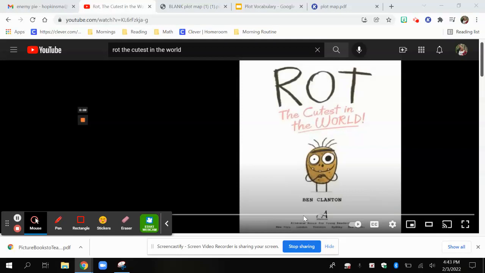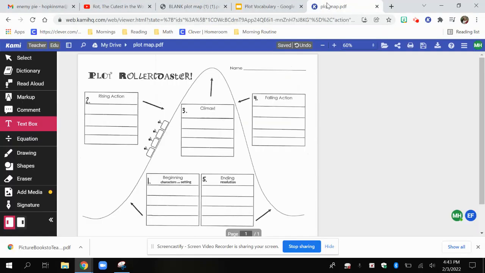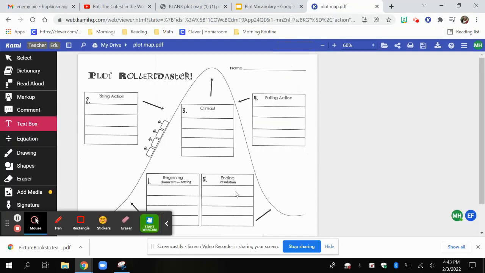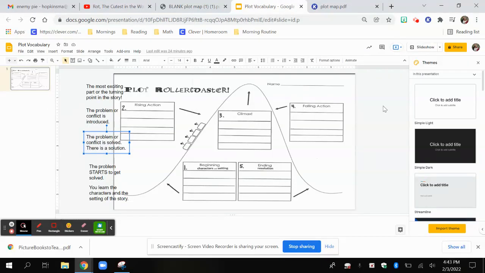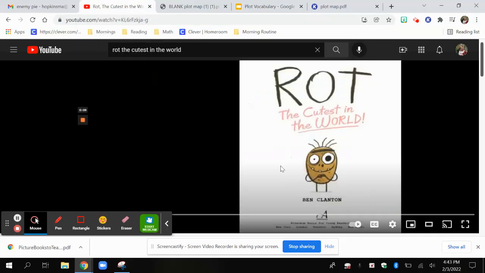Today, you and I will read through the book Rot, the Cutest in the World. We will plot it on the plot map from the beginning all the way to the ending and resolution. And what you're going to be able to do today on your own is identify the climax, falling action, and ending or the resolution in the book that you started yesterday and did the beginning and rising action for. You're also going to be able to sort the vocabulary into the correct spots of these story elements for a plot of a story.